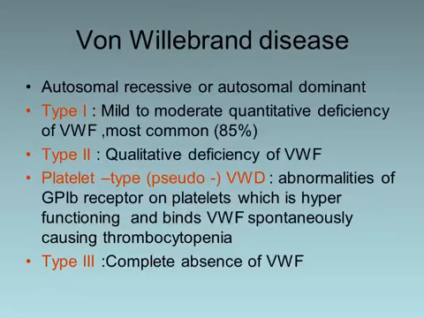In type 1, there is mild to moderate quantitative deficiency of von Willebrand factor. It is the most common type, 85%. Type 2 is qualitative deficiency of von Willebrand factor. Another subtype of type 2 is the platelet type or pseudo von Willebrand disease, in which there is abnormality of the glycoprotein 1b receptor on platelets, which is hyperfunctioning and binds von Willebrand factor spontaneously, causing thrombocytopenia. In type 3, there is complete absence of von Willebrand factor.